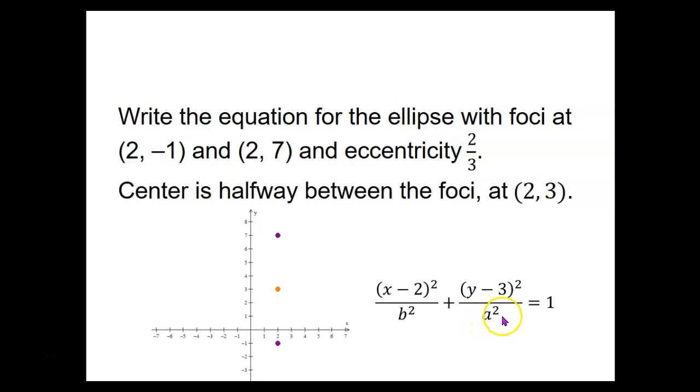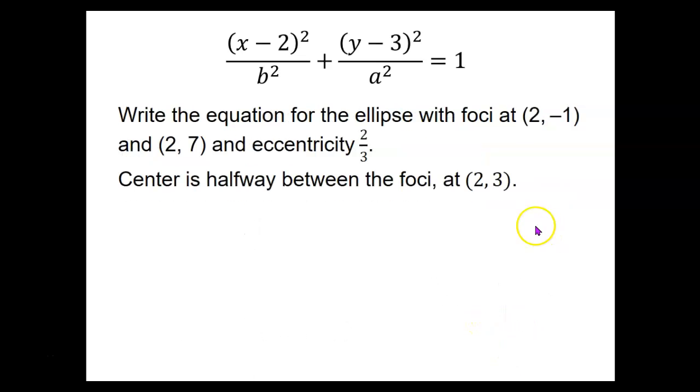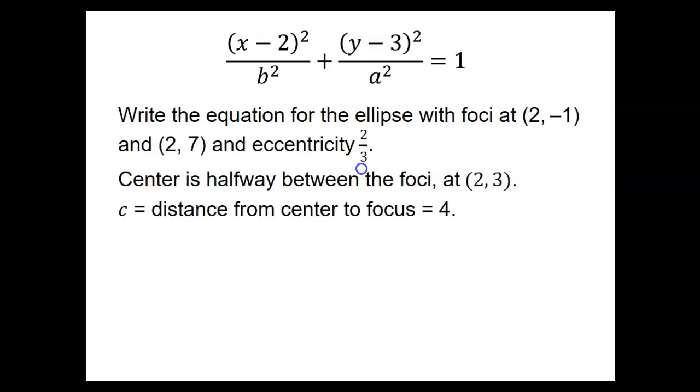Okay, we still need to know what numbers go down here for the b squared and the a squared before we have our equation. So the other information that we haven't used yet is the eccentricity is 2/3. C is the distance from the center to either focus, and that is 4, from where y is 3 to where y is 7, or from where y is 3 to where y is -1.